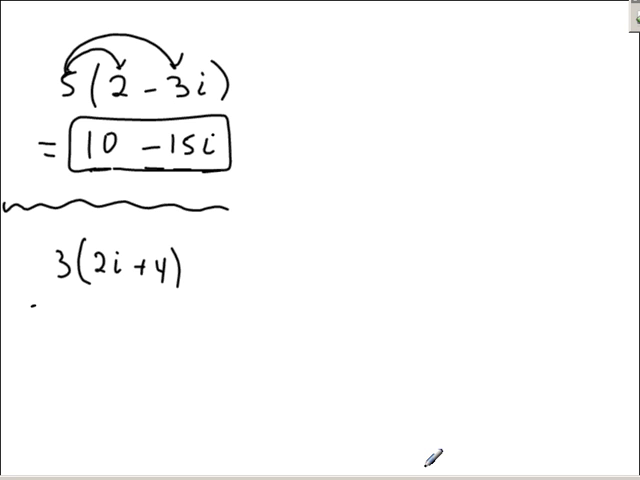The next one, I need to multiply 3 times the 2i, and at some point 3 times 4. I meant to say 3 times 2i plus 4. The order I do this in is up to me. I want to get the real part first. So I'm going to multiply 3 by 4 first, which is 12. And now I'll do 3 times 2i, which is positive 6i. It's up to you which way you multiply.